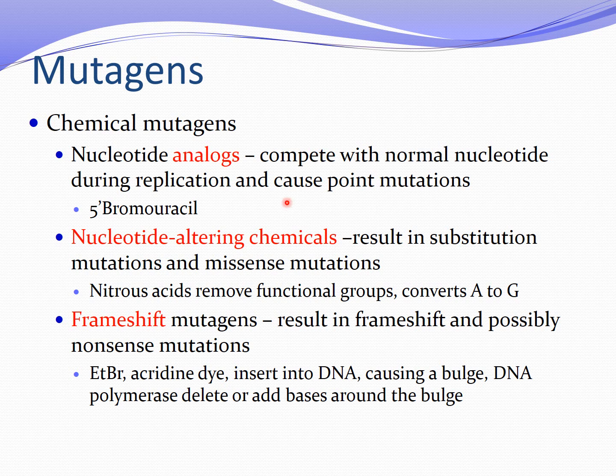Okay, so for example, here nitrous acid can convert A to G. It removes some of the atoms there, so it converts A to G. So it changes the nucleotide directly. And then the frameshift mutagens such as ethidium bromide and acridine dye insert into DNA. So this causes frameshift mutations because it shifts the frame, because it inserts itself in the DNA.